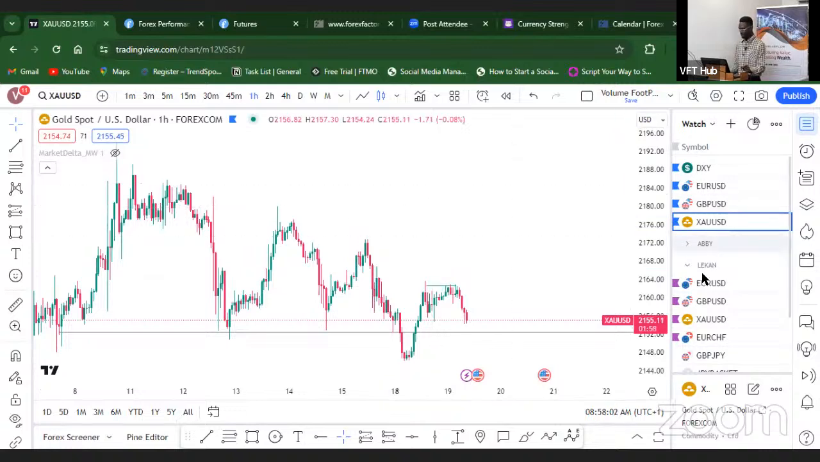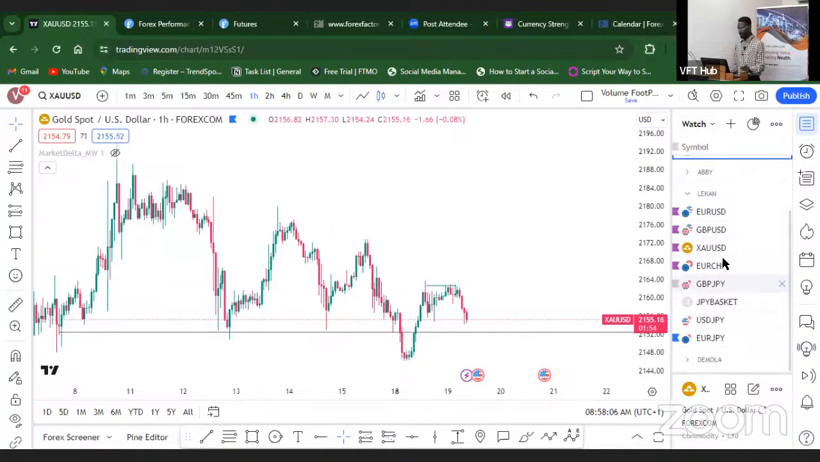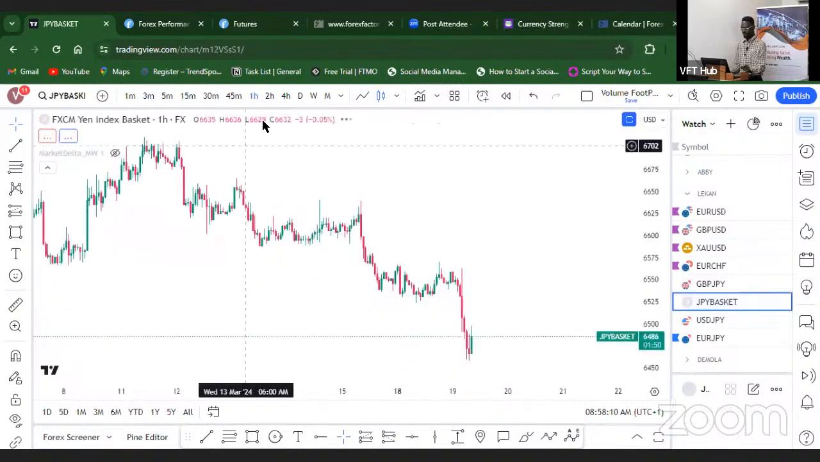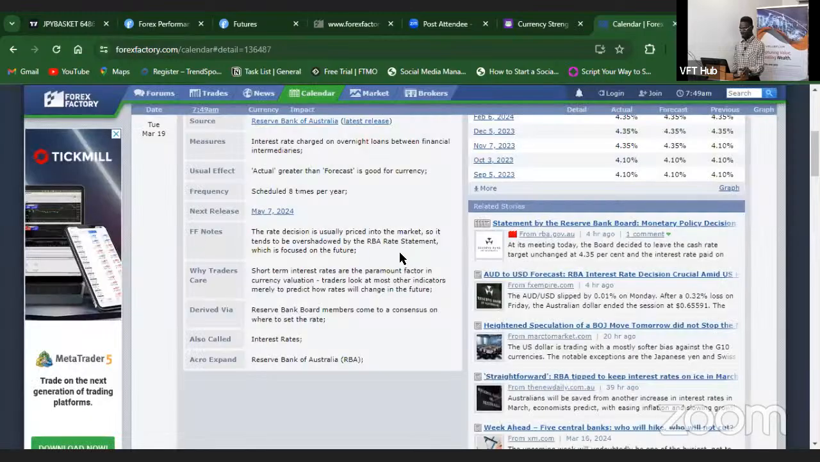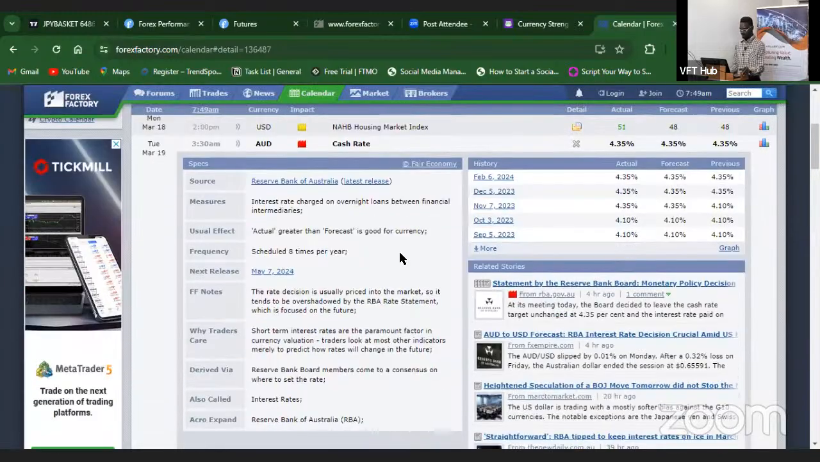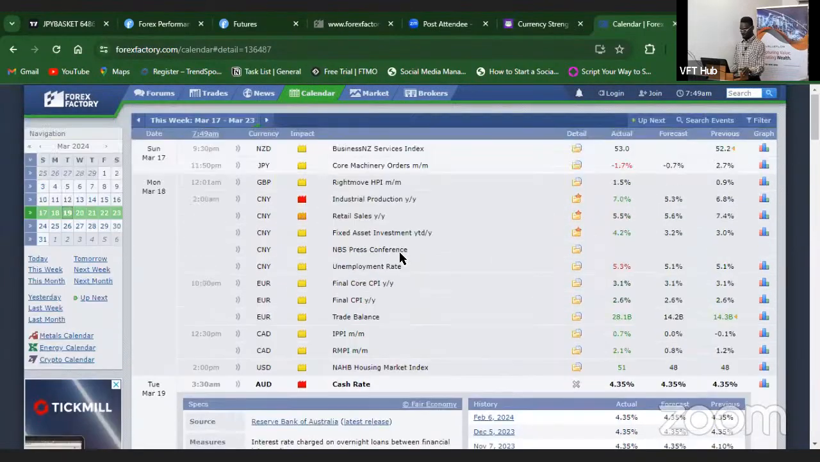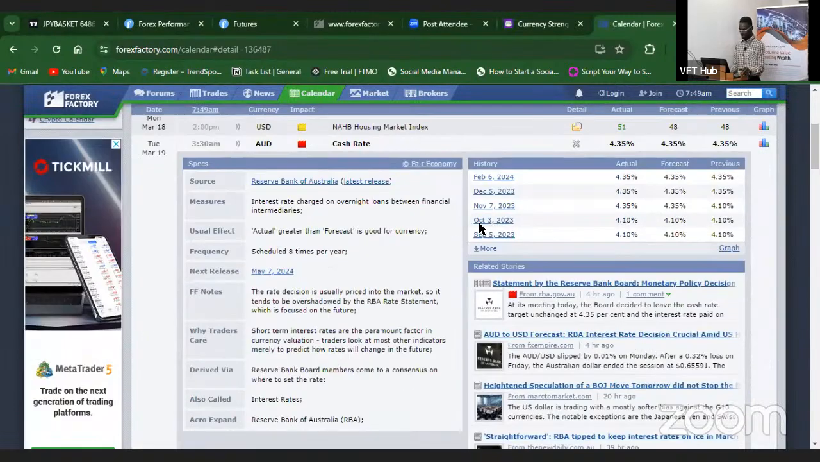Now let's quickly take a look at the yen pair, the JPY basket. It was good news for the JPY basket as the interest rate was released early hours of today. Let's quickly take a look at the Forex Live, and you're going to see what actually happened on the yen interest rate for the day.